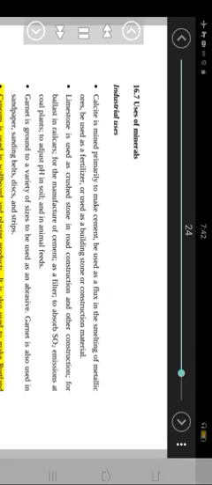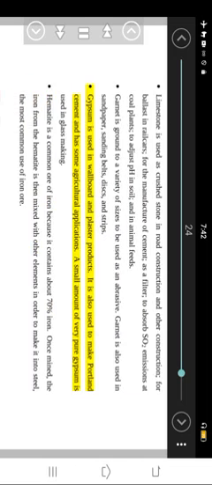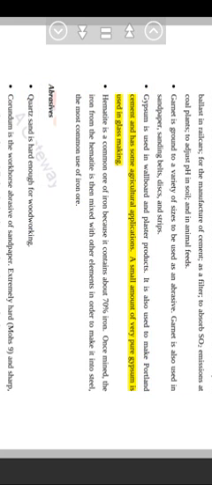Garnet is ground to a variety of sizes to be used as an abrasive. Garnet is also used in sandpaper, sanding belts, discs, and strips. Gypsum is used in wallboard and plaster products. It is also used to make Portland cement and has some agricultural applications. A small amount of very pure gypsum is used in glass making.